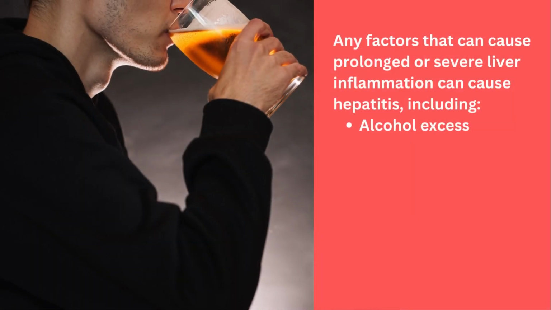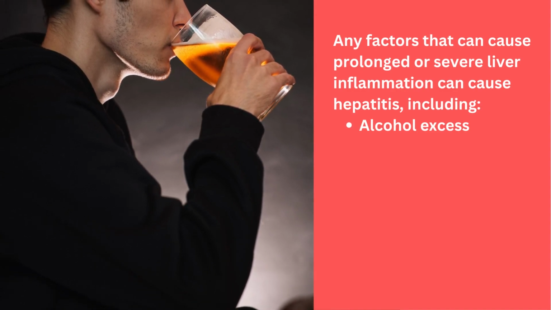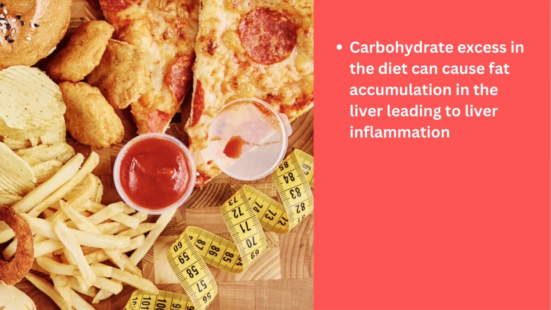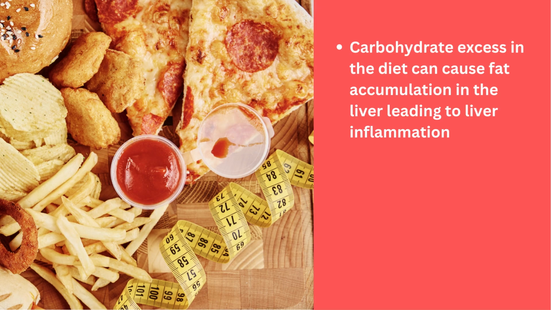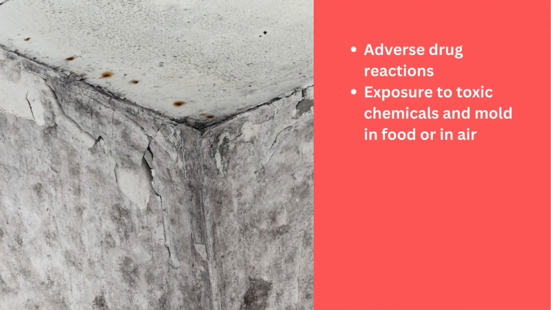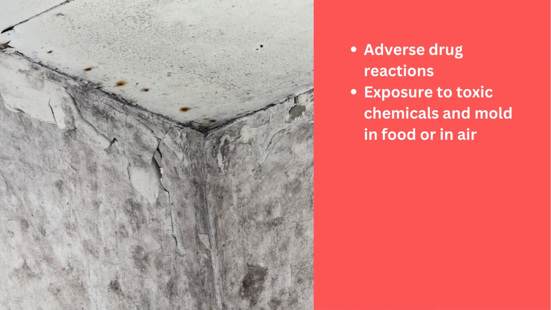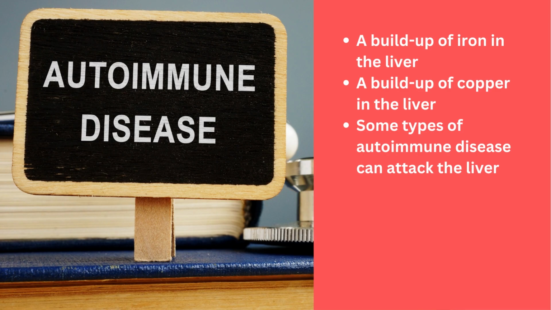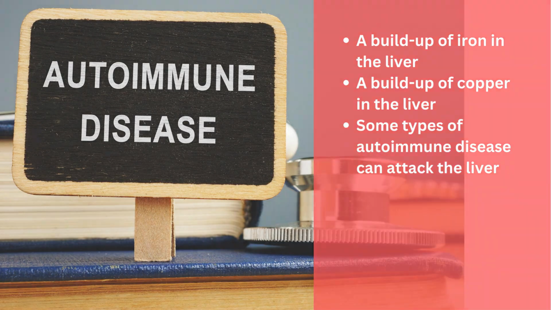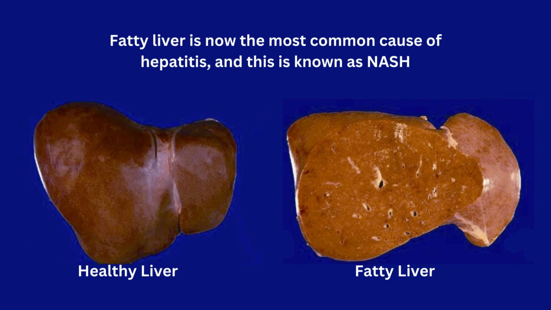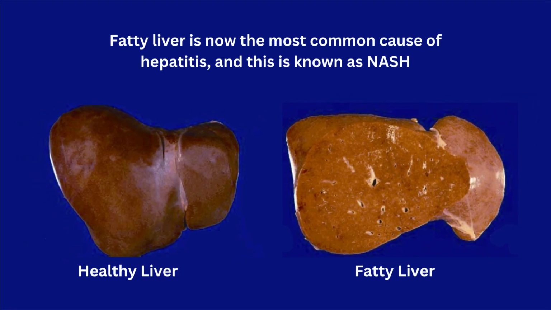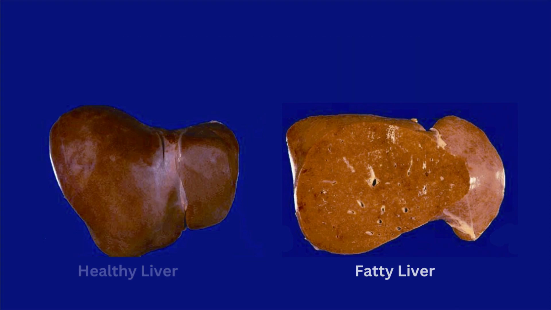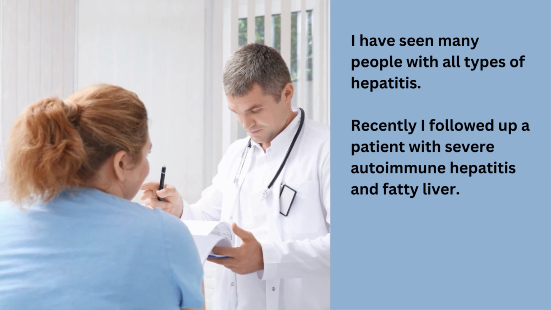Any factors that can cause prolonged or severe liver inflammation can cause hepatitis, including alcohol excess, carbohydrate excess in the diet, which can cause fat accumulation in the liver, leading to liver inflammation, adverse drug reactions, exposure to toxic chemicals and mold in food or in the air, a build-up of iron in the liver, a build-up of copper in the liver, and some types of autoimmune disease can attack the liver. Fatty liver is now the most common cause of hepatitis, and this is known as non-alcoholic steatohepatitis, abbreviated to NASH.